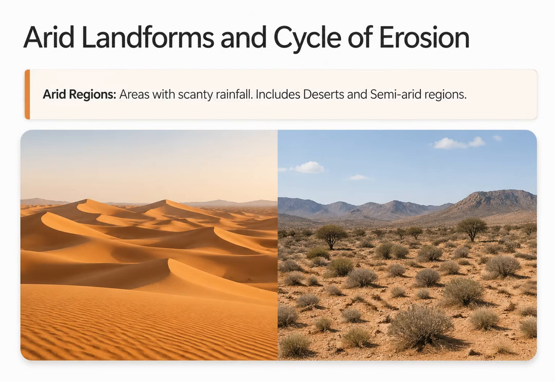Let's dive into arid landforms and the cycle of erosion. Arid regions are simply areas that receive very little rainfall. When we talk about these regions, we are generally referring to both true deserts, which are extremely dry, and semi-arid regions, which get slightly more moisture but are still largely dry and sparsely vegetated.